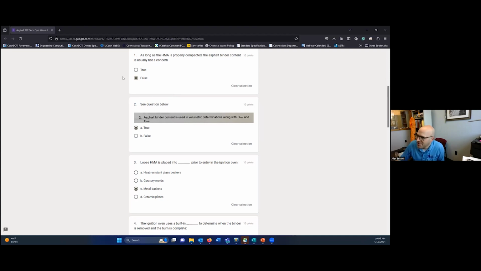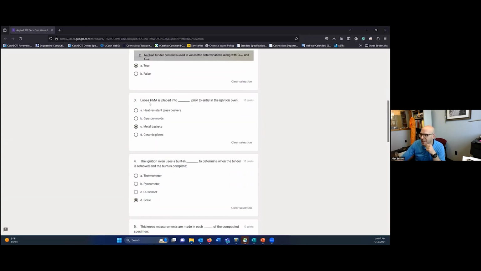We've got question 2 here. Asphalt binder content is used in volumetric determinations along with GMM and GMB. True. The volumetrics are the interaction between all of your aggregate and their properties, the asphalt and its properties, and then how we compact it in the gyratory.